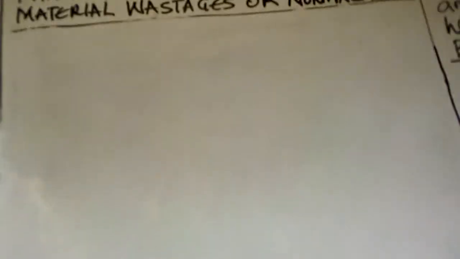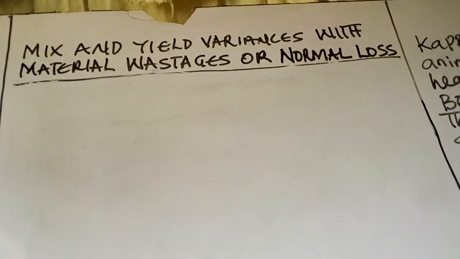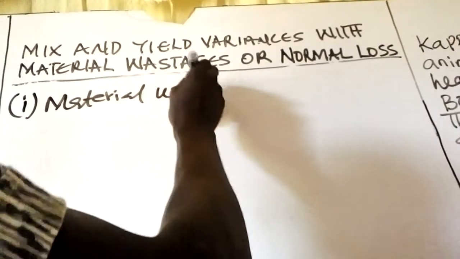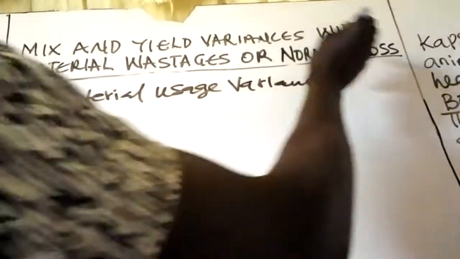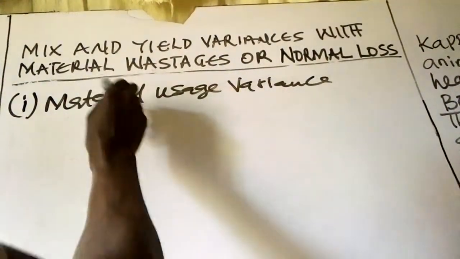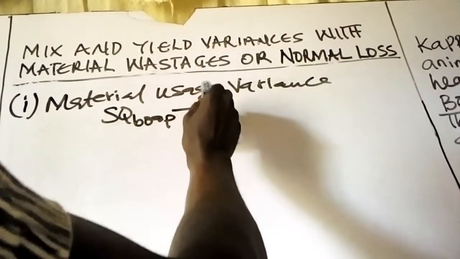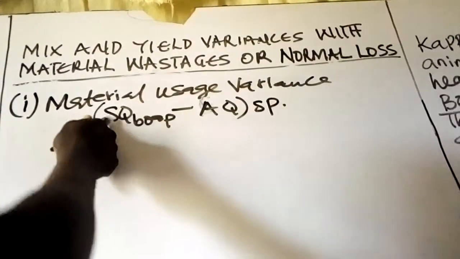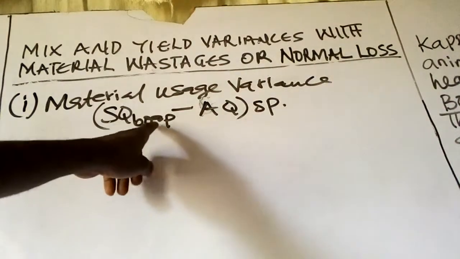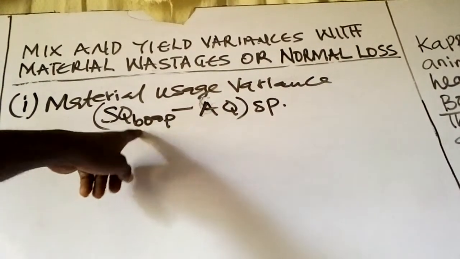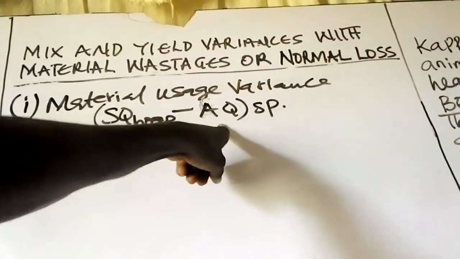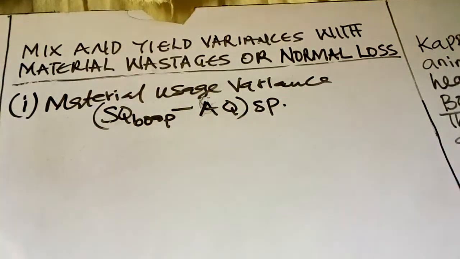If you have watched my previous lectures on material variances, I've told you that material usage variance is standard quantity based on actual production minus actual quantity, multiplied by the standard price, where SQ stands for standard quantity and BOAP means based on actual production. You should always flex your standard quantity by multiplying the standard quantity as given in the question by the actual production. The actual quantity and the standard price will be given in the question.